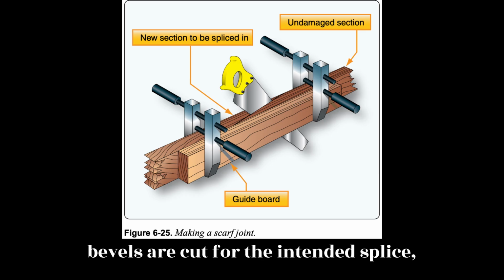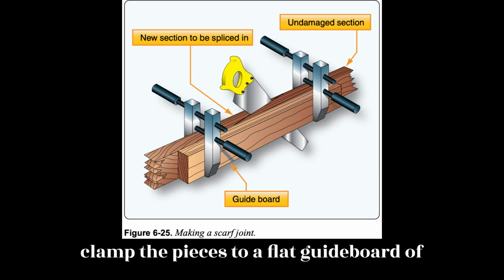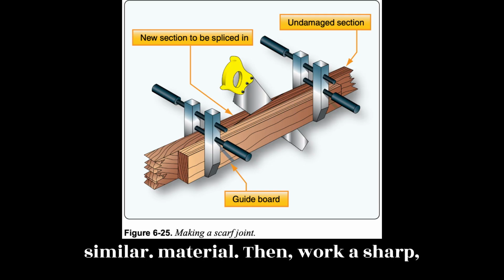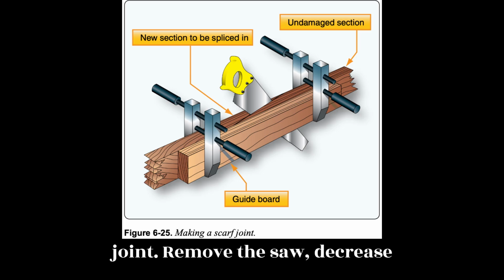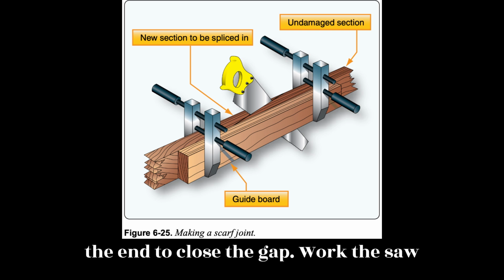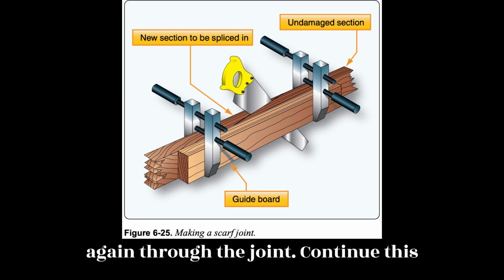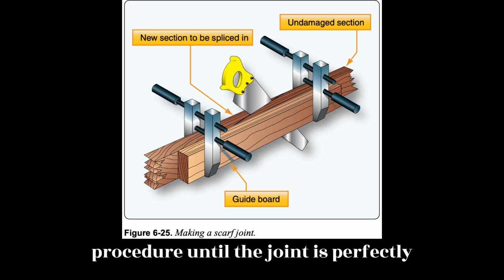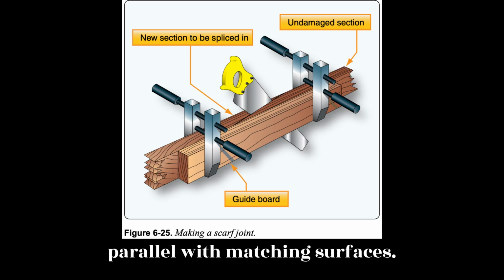Once the two bevels are cut for the intended splice, clamp the pieces to a flat guide board of similar material. Then, work a sharp, fine-tooth saw all the way through the joint. Remove the saw, decrease pressure, and tap one of the pieces on the end to close the gap. Work the saw again through the joint. Continue this procedure until the joint is perfectly parallel with matching surfaces.